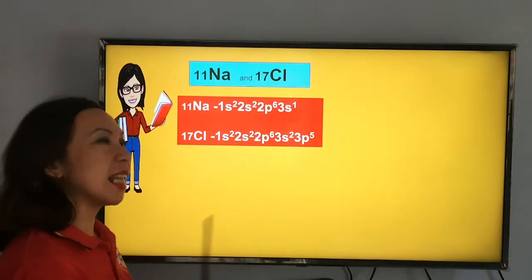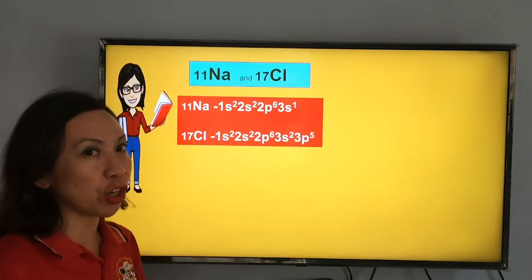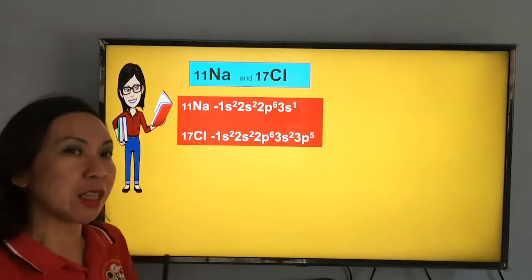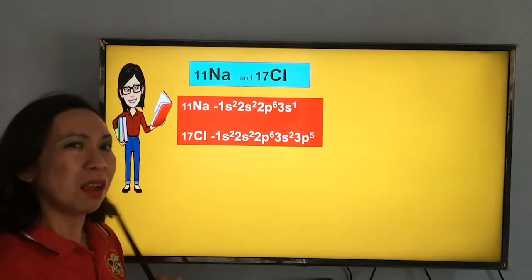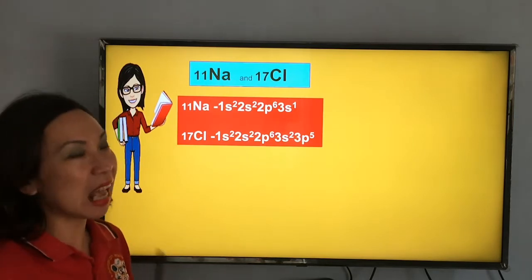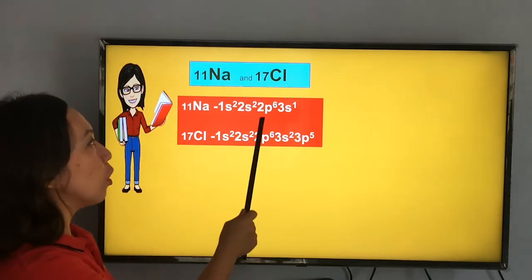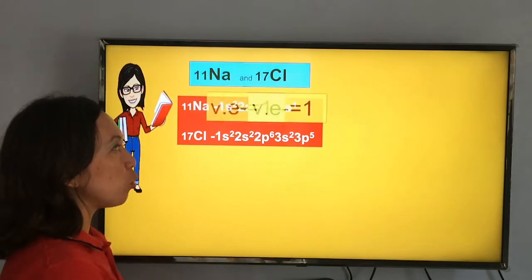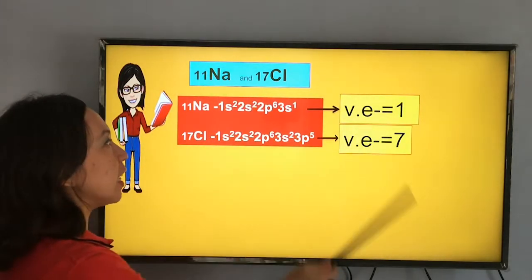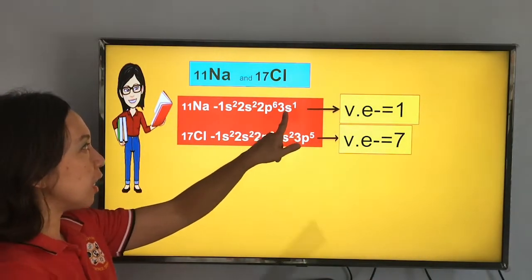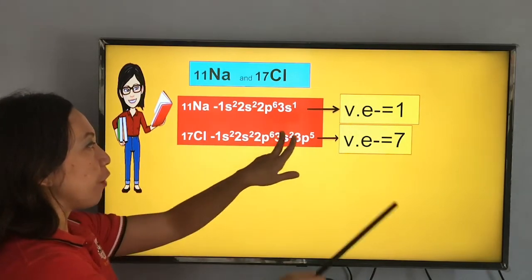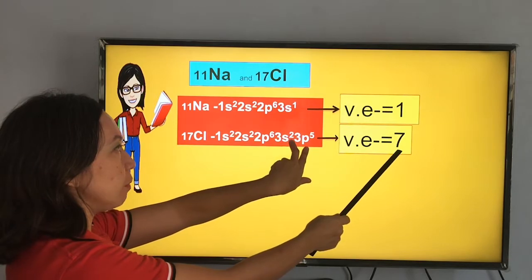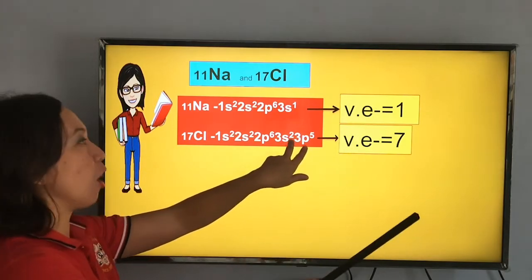So I hope wala na tayong problema sa electron configuration at this time. Kasi dapat perfect na natin yan. Kasi kung mali ang ating electron configuration, sayang naman lahat. Mali na lahat yan, mga anak. So, next, after the electron configuration, we have to get the valence electron. So, the valence of sodium is 1. For chlorine, the valence electron is 7. Okay, this is very clear, I hope.